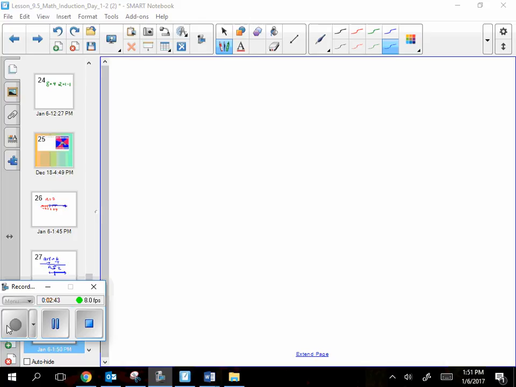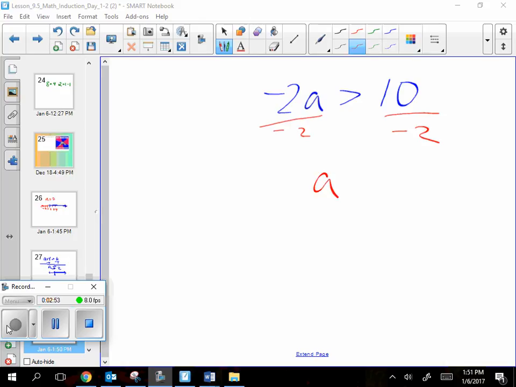What if it says negative 2A is greater than 10? I know you know that you're going to divide by negative 2. I know that you remember that, unless you happen to, for a brief moment, forget it. But you divide by negatives, right? And then this does something special with these greater than signs. The answer is 10 divided by negative 2 is negative 5. But what do you think is special? You flip the sign. Very good.